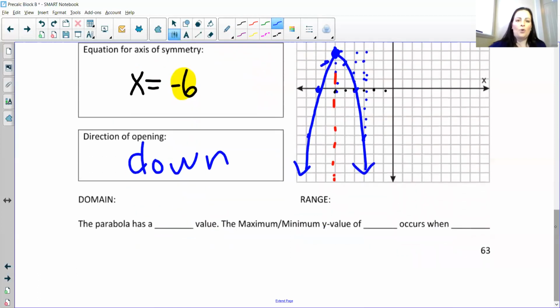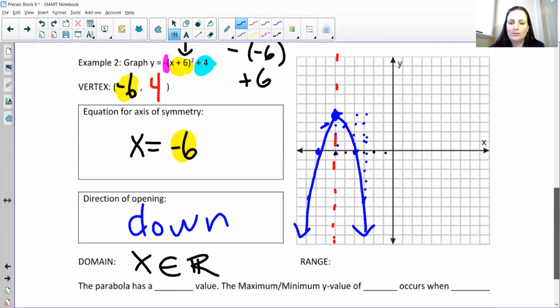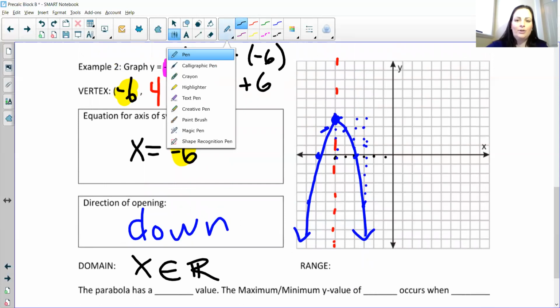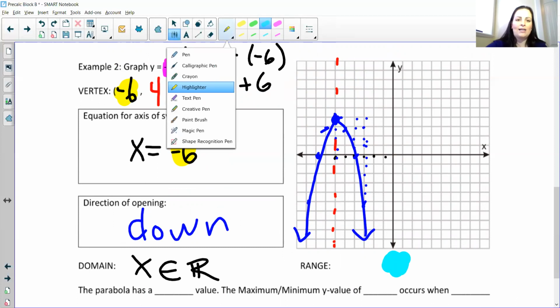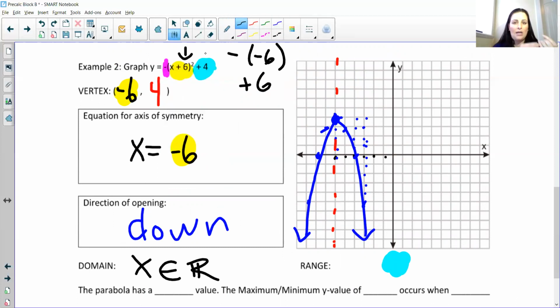All right, so what is the domain? X can be any real number. The range is the value of, you know, it has something to do with this number here. It says positive 4. So that means the range has to do with the y values. Remember, domain has to do with x and range has to do with y. D comes before r, x comes before y. So it's one way of remembering it. So you know it has to do with 4.